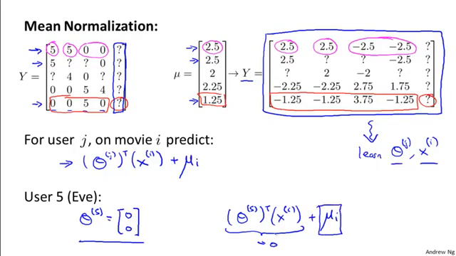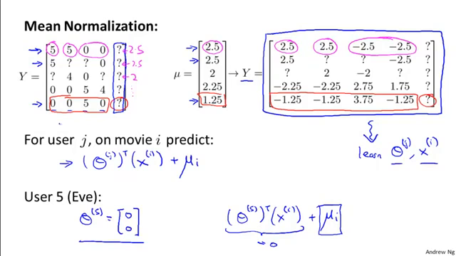And this actually makes sense. It means that on movie 1, we're going to predict Eve rates it at 2.5. On movie 2, we're going to predict Eve rates it at 2.5. On movie 3, we're going to predict Eve rates it at 2, and so on. And this actually makes sense because if Eve hasn't rated any movies, we just don't know anything about this new user Eve, so what we're going to do is just predict for each of the movies whatever the average rating that those movies got.